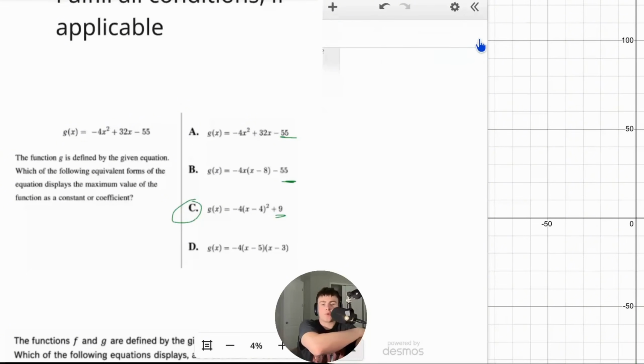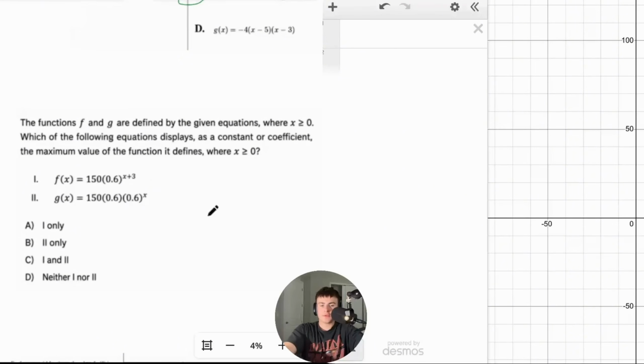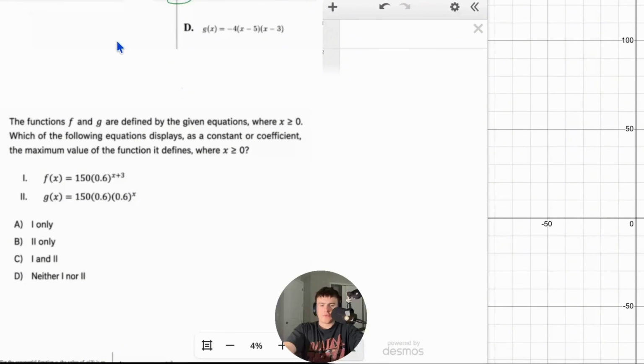Let me show you the exact question that was on my YouTube that everyone freaked out about. So this one says the functions f and g are defined by the given equations here and here, where x is bigger than or equal to 0. So we're going to evaluate x from 0 onwards. Which of the following equations displays as a constant or coefficient the maximum value of the function it defines where x is bigger than or equal to 0? So technically here 3 is a constant, but usually it'll be adding out here. And then a coefficient would look like, technically 150 would be the coefficient, right? So you want to see the maximum of these functions and see which one shows that value as either number in the equation.